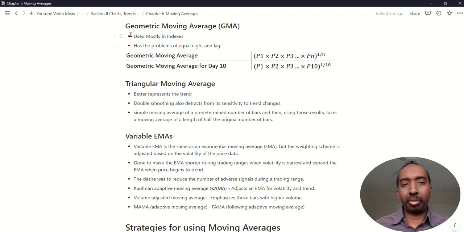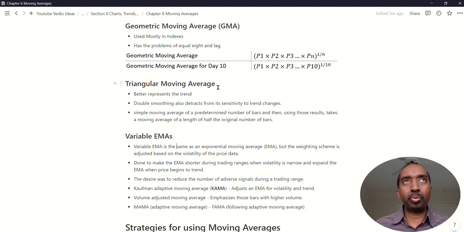The next interesting moving average we should be aware of is the geometric moving average. This is mostly used in indexes. This is the formula to calculate geometric moving average. This also has a problem of equal weight and lag. And the next moving average is the triangular moving average.